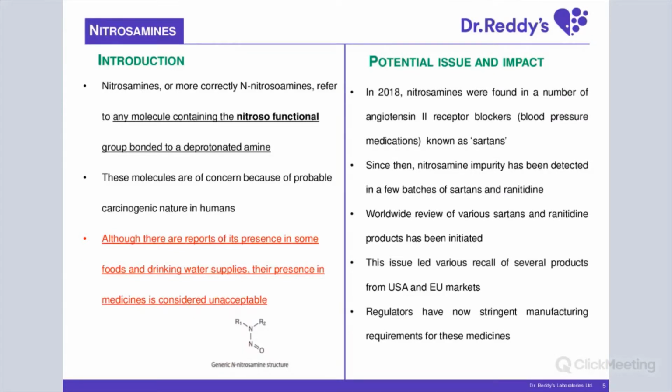So this is the introduction, wherein maybe all of you are aware that nitrosamines are basically molecules which contain the nitroso functional group bonded to a deprotonated amine. And since it is a carcinogen, it is really a concern. There are many reports in the literature saying that nitrosamines are also present in food and drinking water. However, in medicines, it is considered to be unacceptable. If you look at the recent issues, in 2018 we all know that a lot of concerns came on the presence of nitrosamines in sartans. Later it was ranitidine, a lot of issues, and many companies initiated voluntary recalls, including Dr. Reddy's. We also initiated the recall, and we recalled a lot of batches of ranitidine from the market.